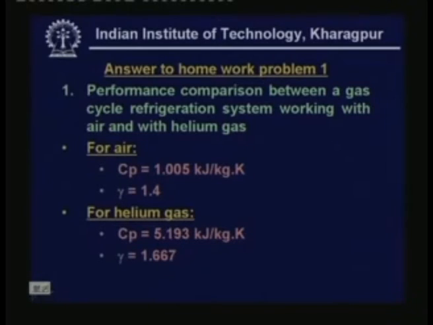For air, the specific heat Cp is 1.005 kilojoule per kg Kelvin, and the specific heat ratio is 1.4, whereas for helium gas the specific heat is 5.193 kilojoule per kg Kelvin and the specific heat ratio is 1.667. The procedure is exactly the same as what I have shown in the last lecture. If you follow the exact procedure and take these property values of helium, then you will get the answers.